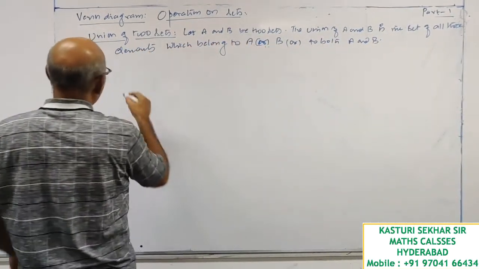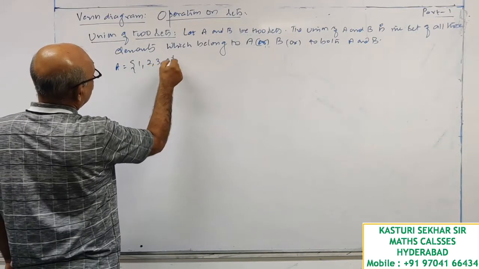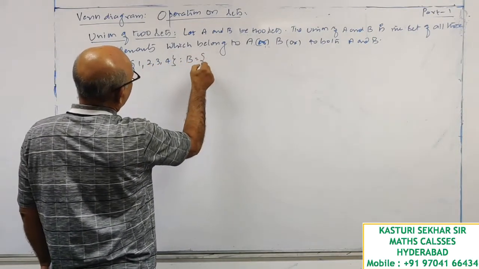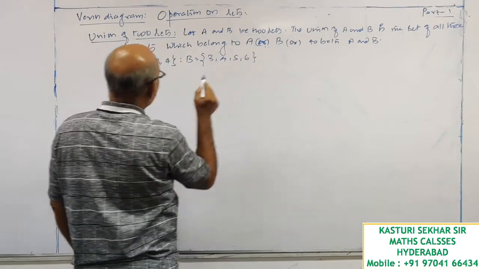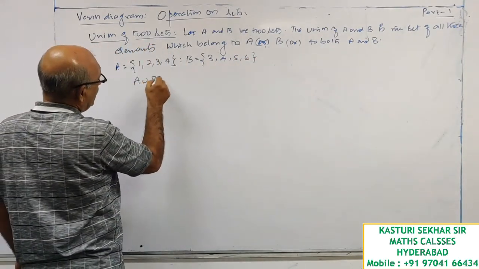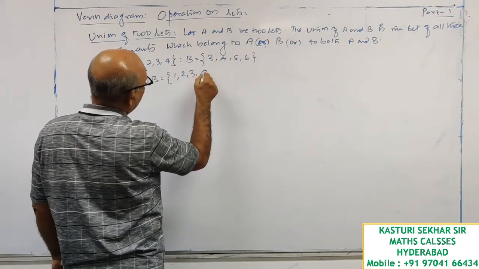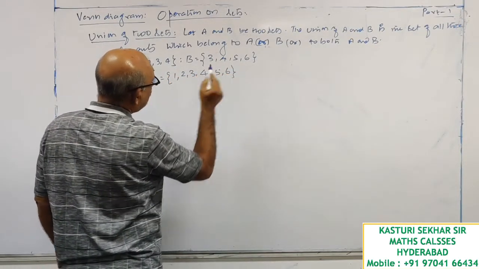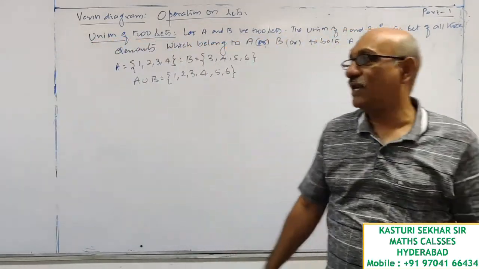Let's see an example. A is equal to {1, 2, 3, 4}. B is equal to {3, 4, 5, 6}. So A union B contains the elements of A or B or both. So A union B contains the elements of A as well as B.